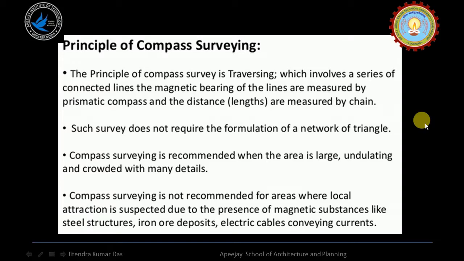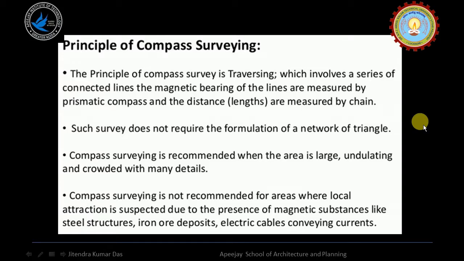Now, a few principles we have to understand for compass surveying. The principle of compass surveying is traversing, which involves a series of connected lines. The magnetic bearings of lines are measured by prismatic compass, and the distances, it means lengths, are measured by chain. Such survey does not require the formation of a network of triangles.